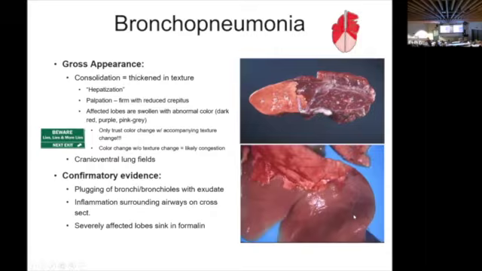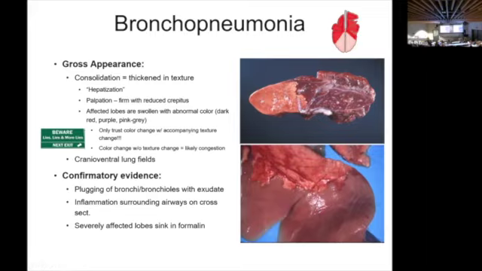Okay, gross appearance of bronchopneumonia. Again, it's going to be cranioventral, super important, and it's going to be consolidated. So the lungs are going to have a very thick texture. They're going to be firm. When we feel and see this texture change and it's really severe, we call it hepatization, which means it looks like liver, basically. If I showed you this piece of tissue, you would probably have a hard time telling me that this was lung because it looks like liver. It's just a solid chunk of meat, right?